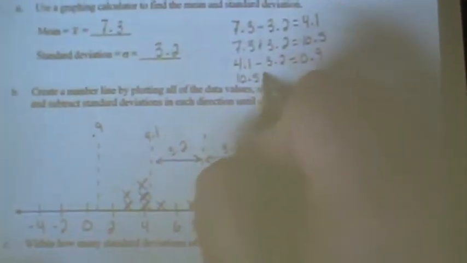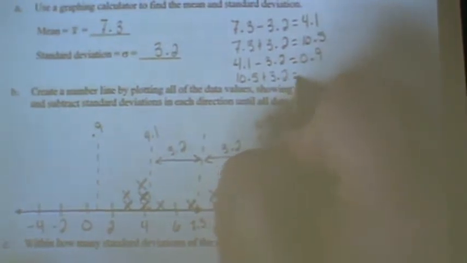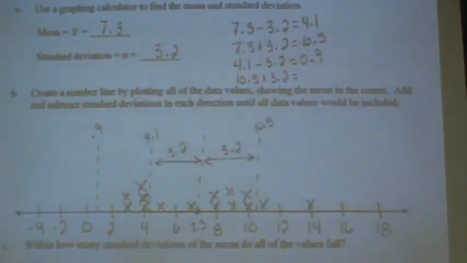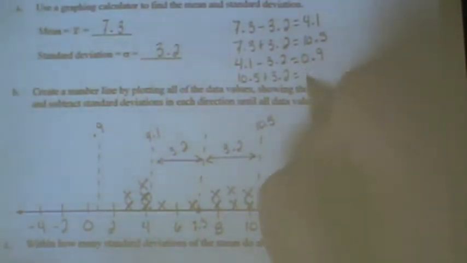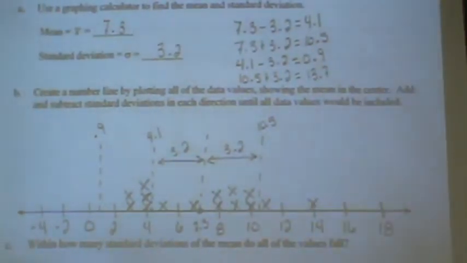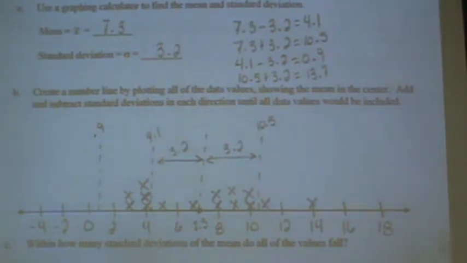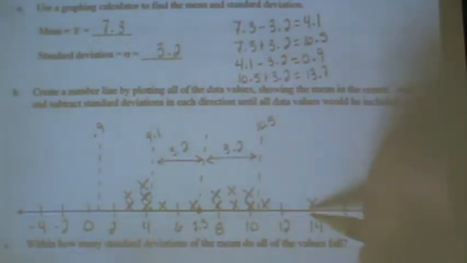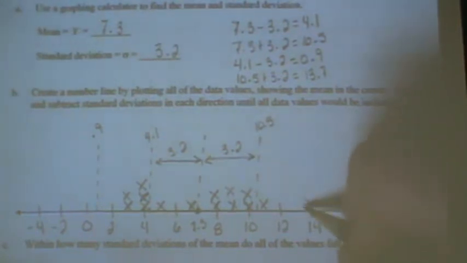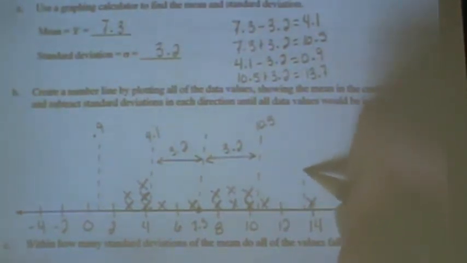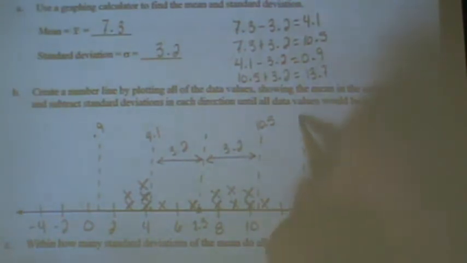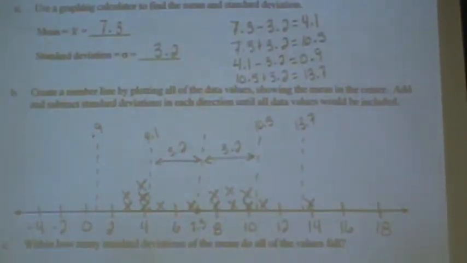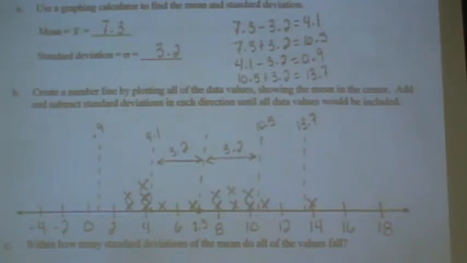And then we're going to take our 10.5 and add the 3.2, and that gives us 13.7. So then we're going to graph that standard deviation on our line. That's almost to the 14, so 13.7. That makes up our second standard deviation. So now we have a total of 2 standard deviations graphed.